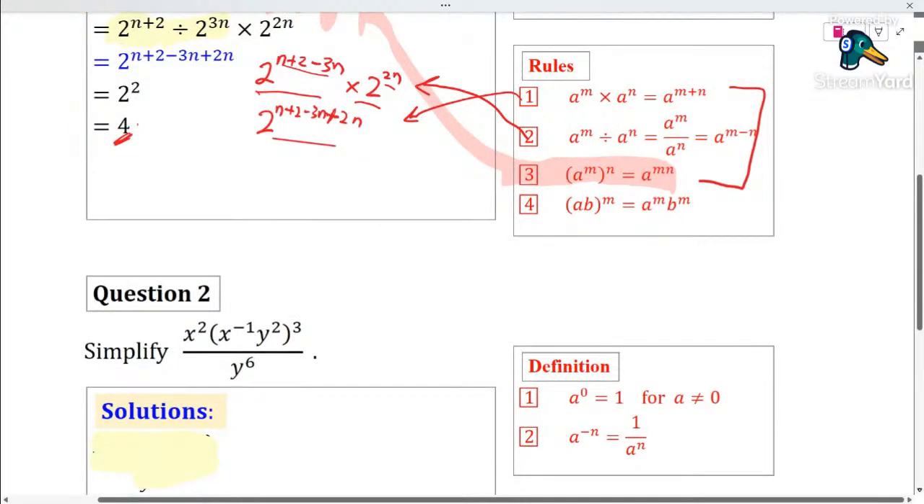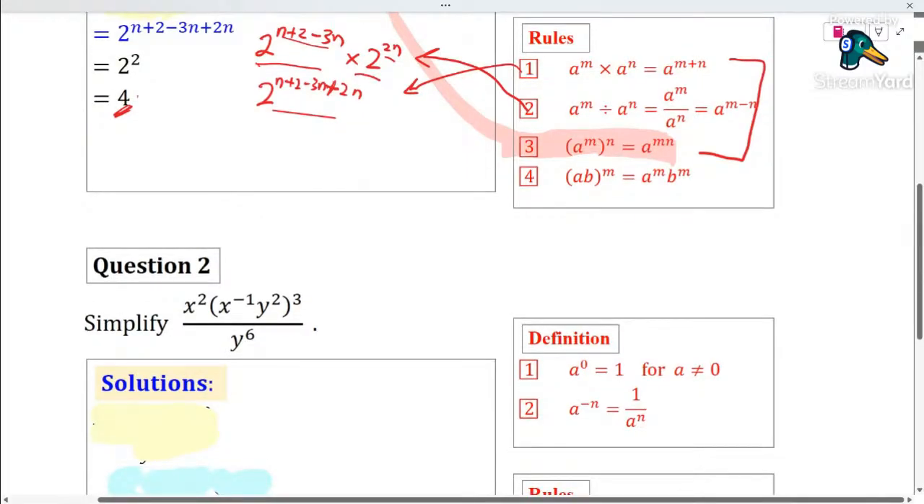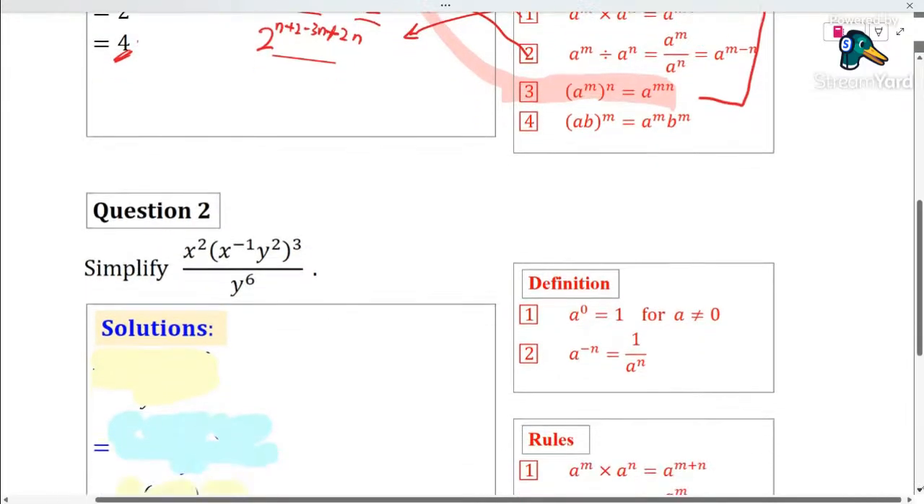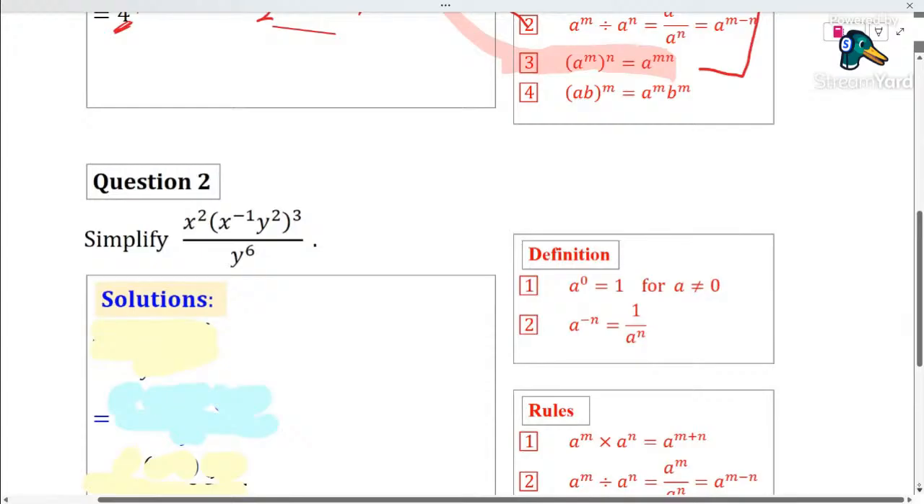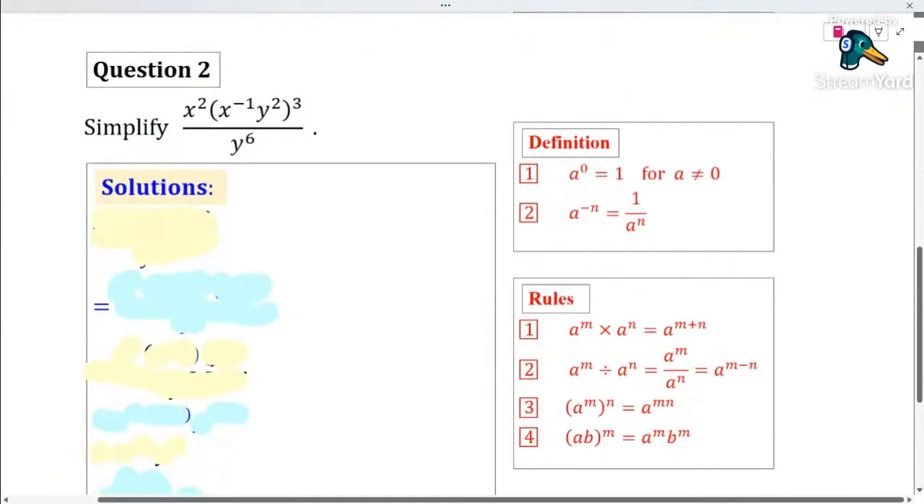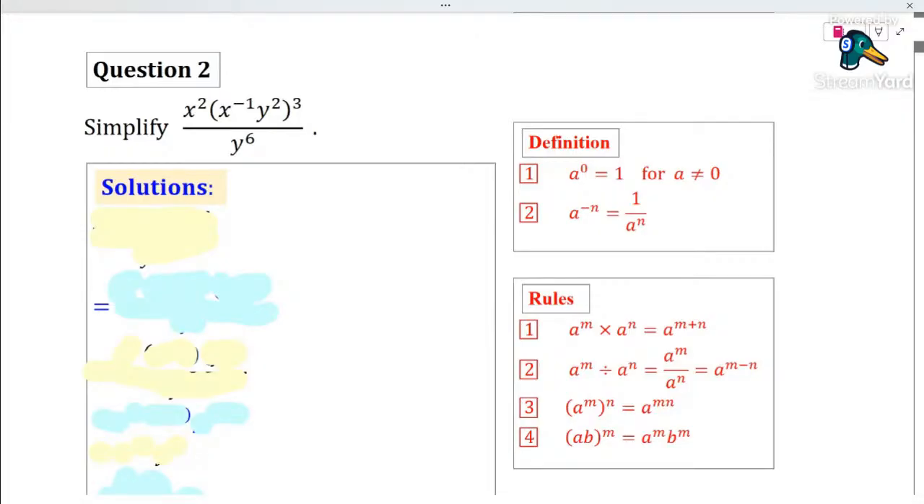Question number 2. Just now we had the case where the base number is a number and the power is unknown. Now we refer to question number 2, where the base number is unknown and the power is a number. Okay, then how do we solve these questions? This one maybe looks a little bit difficult, but not too difficult. How should we tackle this question here?